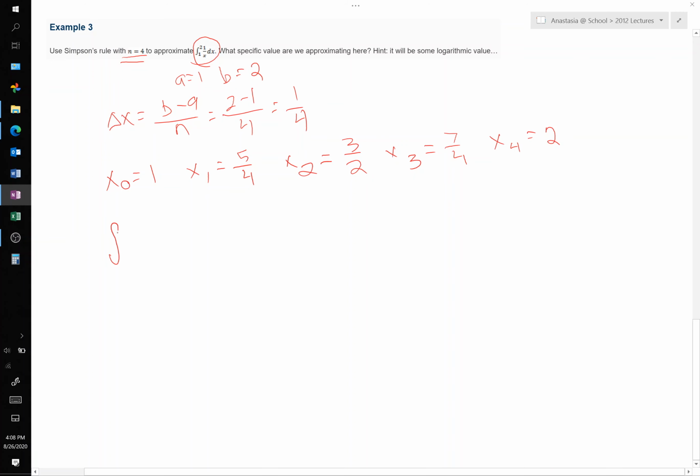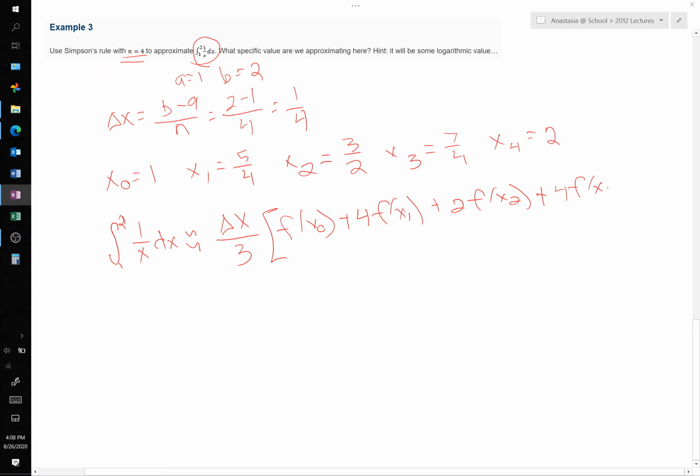Then the integral from 1 to 2 of 1 over x dx will be approximately equal to delta x over 3 times f of x0 plus 4 f of x1 plus 2 f of x2 plus 4 f of x3 plus f of x4. That is Simpson's rule.